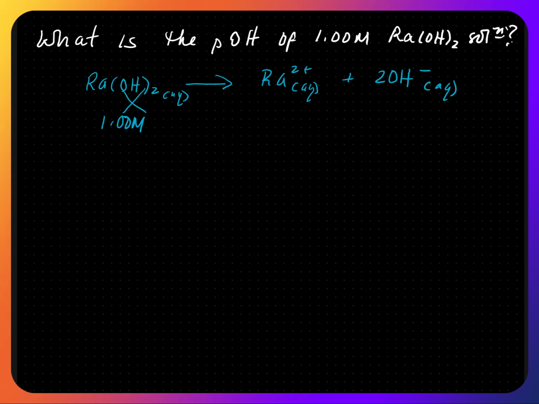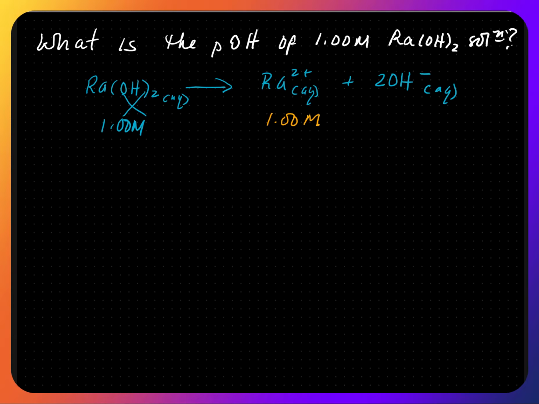Since it's a strong base and a strong acid, we do not do a double-headed arrow. We only do a single arrow because there is no reactant. If I start with 1.00 molar of radium hydroxide, when I break this down, I'm going to have 1.00 molar of Ra2+, but 2 times 1.00 molar of the hydroxide ion, because for every 1 radium hydroxide, there is 1 radium atom and 2 hydroxide atoms. So we need to balance that.